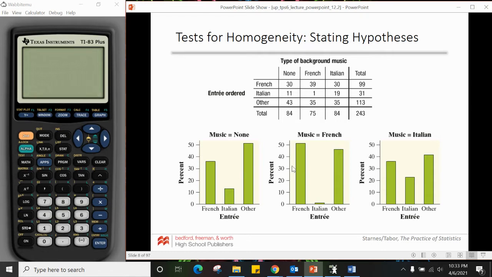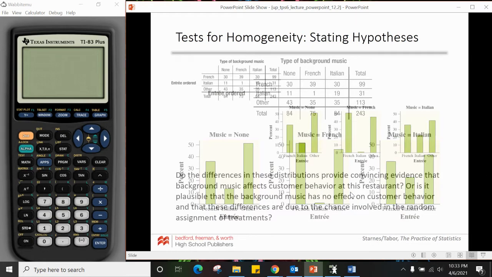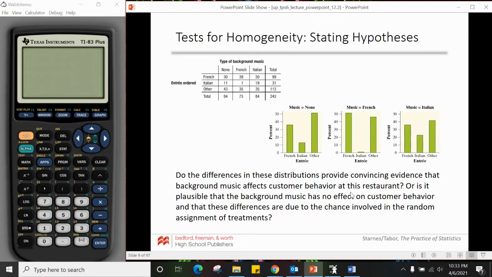And with hypothesis testing, we always try to see, hey, how big of a difference is that? How strong of a difference is this case here? And is it statistically significant? That's the question we're going to answer. Is this actually significant, or does this just happen by random assignment of the treatments?